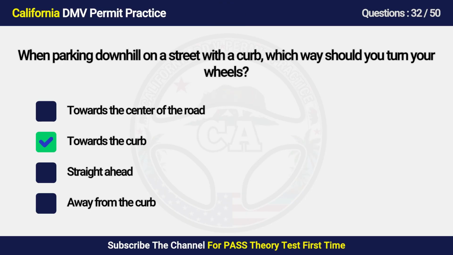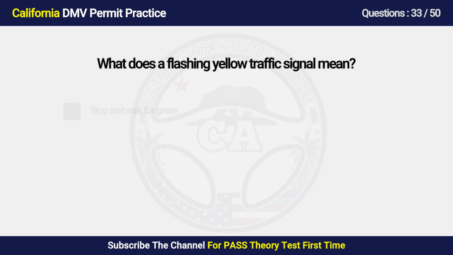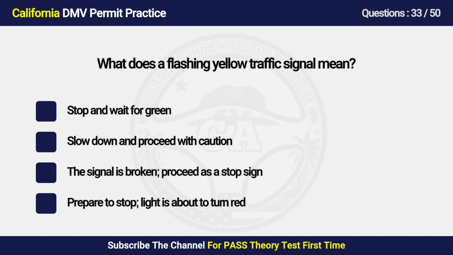Answer is B, the curb. When parking downhill with a curb, turn your wheels towards the curb. If the brakes fail, the vehicle will roll into the curb and stop, preventing it from rolling into traffic. Question 33. What does a flashing yellow traffic signal mean?